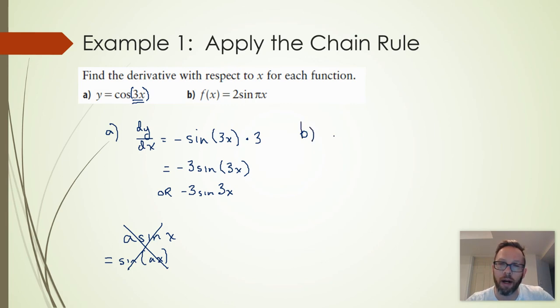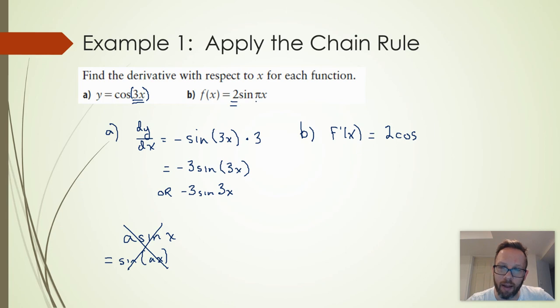Okay, so 2 sine of pi times x. So the derivative here. Again, we know the derivative of sine is cosine. And we know that the constant up front doesn't factor into the derivative. So 2, we'll leave that alone. Derivative of sine is cosine.